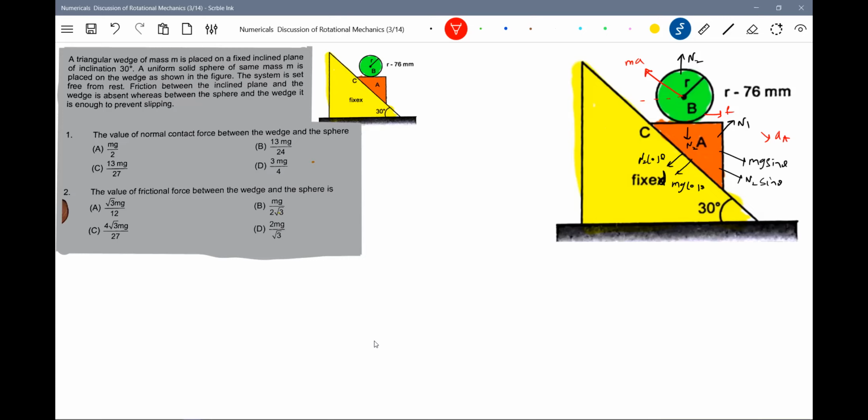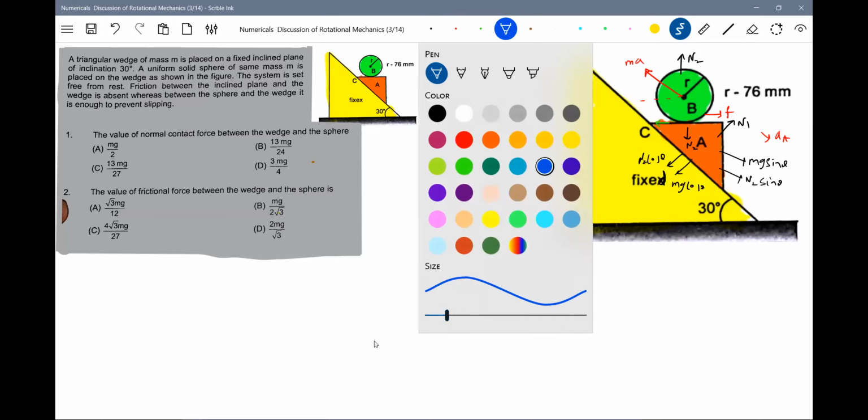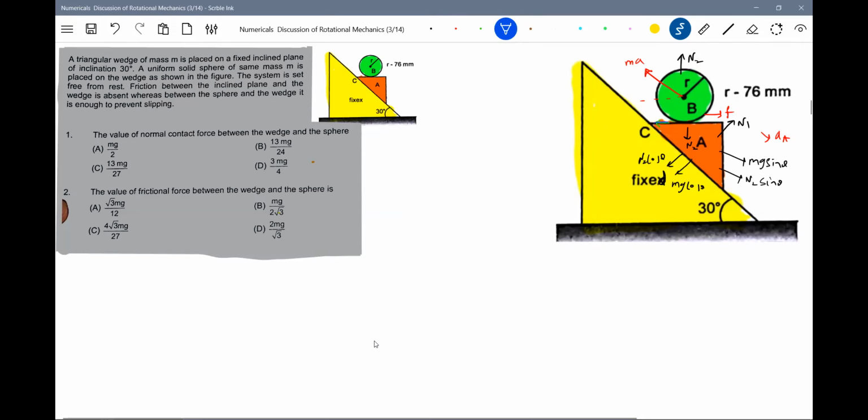Then on the wedge, the friction has to act here. The weight mg. Okay, let's write all the possible equations.